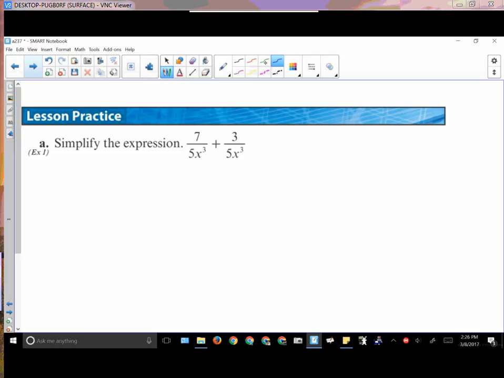Are the denominators the same? Yes, I got 5x cubed, 5x cubed. So I know that I'm just going to have 5x cubed on the bottom. 7 plus 3 is 10. Is there anything to cancel? Yes, between the 5 and the 10. So you end up with 2 over x cubed. What'd you get?